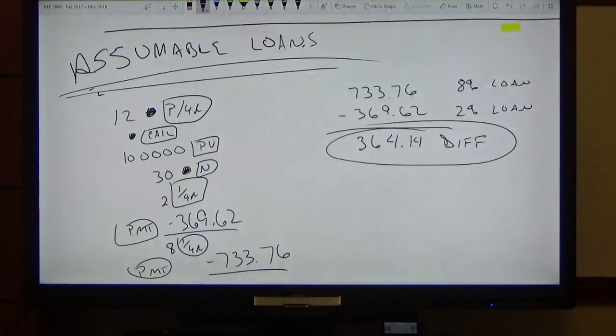Okay, so the difference between those two, 733.76 minus 369.62, 364.14 is the difference. So this is the 8% loan, this is the 2% loan. Okay? Everybody comfortable with that? Yes or no? Okay. So just on a monthly basis, going back to this deal that we had talked about, if you've got this loan at 2% and the best that you can get is 8%, then by being able to assume his loan, you would save yourself $364 a month. Are you with me on that? Yes or no? All right.